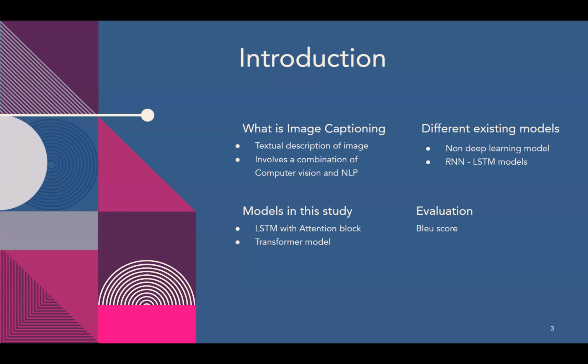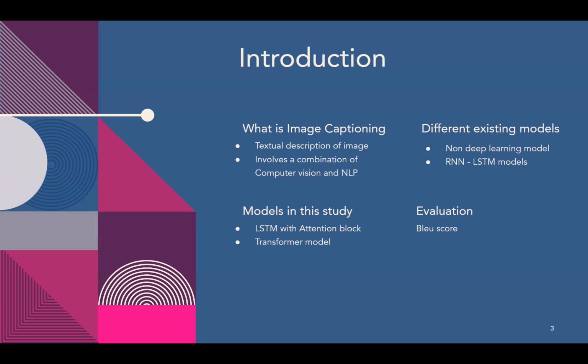So let's start with the introduction. What is image captioning? Image captioning is basically the idea of a textual description of images. So basically we need a system which can understand the contents of the image, and we have to generate grammatically correct captions to describe what the contents of the image are. So this task involves the combination of two different fields in computer science. The first is computer vision and the other is NLP, that is natural language processing.